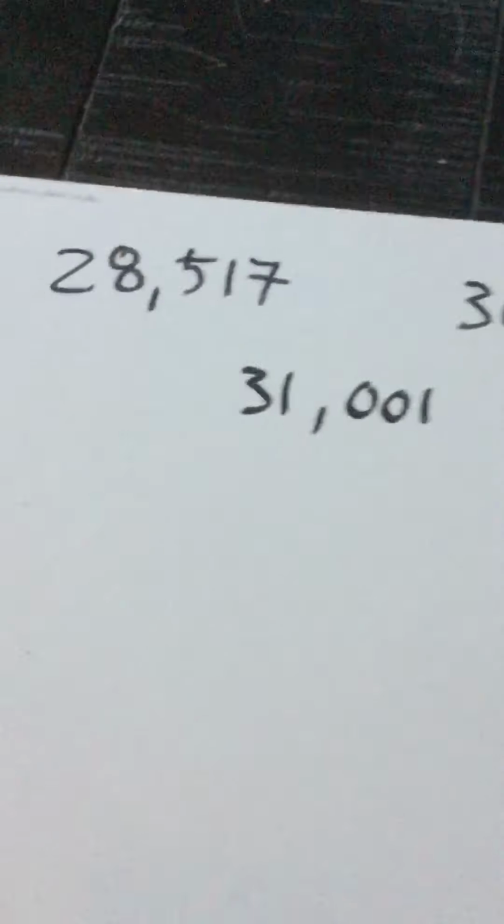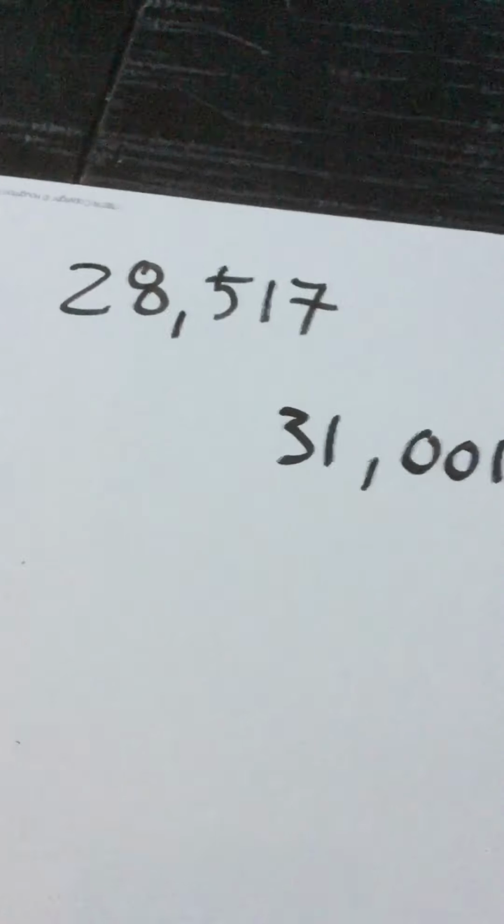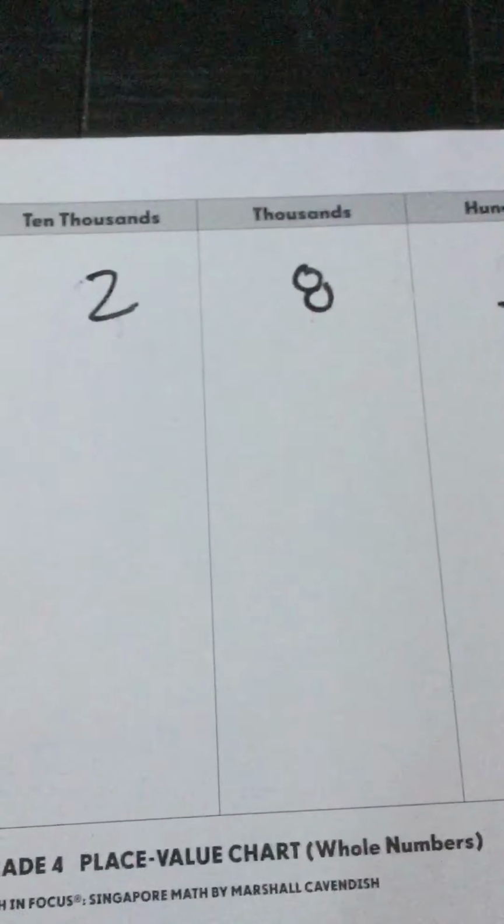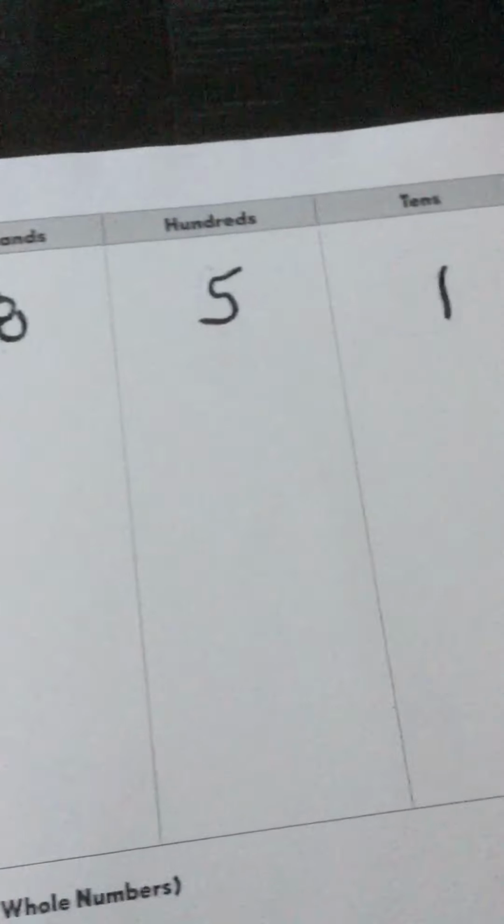Comparing the order means we're trying to figure out which one is bigger or greater, which one has more value than the others. I'm going to start with my first number over here that says 28517. In order to know what that number is, I'm going to put it over here. 28517 is 2 in the ten thousands, 8 in the thousands, 5 in the hundreds, a 1 in the tens, and 7 ones, which equals 28,517.